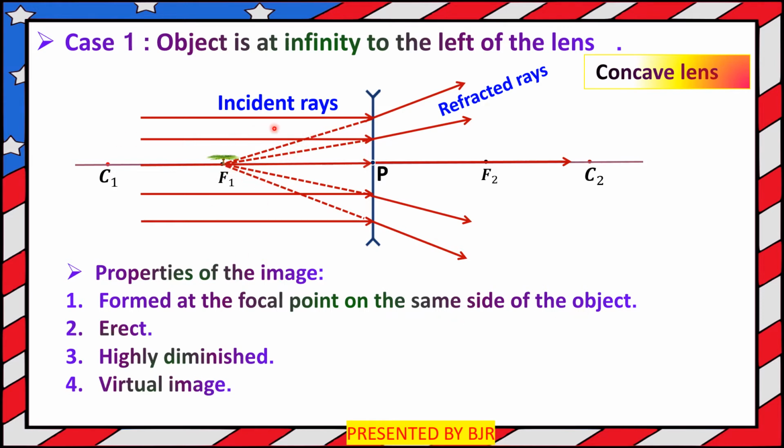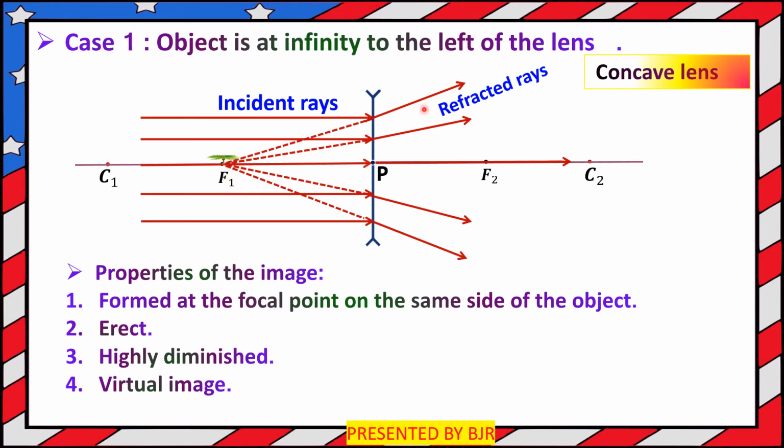Object is to the left of the lens, and image is also to the left of the lens, and erect. You can see here, erect, it is not an inverted image, it is the erect image. Highly diminished, that is, the size of the image is too small compared to the size of the object. And virtual image, this one is the virtual image.